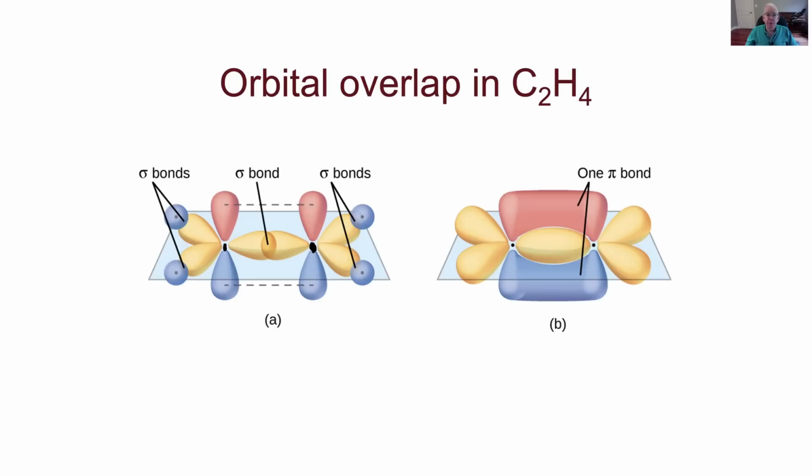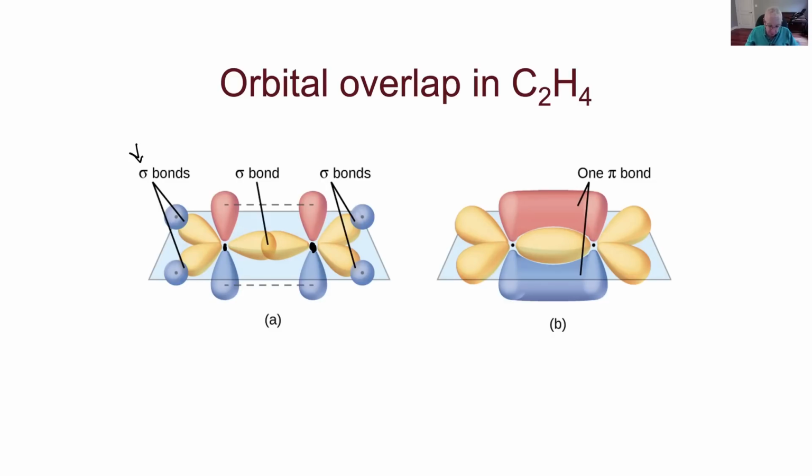Those overlap with the hybrid orbitals to make the single bonds, which we're now going to call sigma bonds, lowercase sigma, that's this symbol here. And then I have the p orbital. All of those are in a plane. The two carbon atoms and the 4 hydrogens are all in the same plane. That's what is indicated by the blue rectangle there. That's trying to map out that plane.